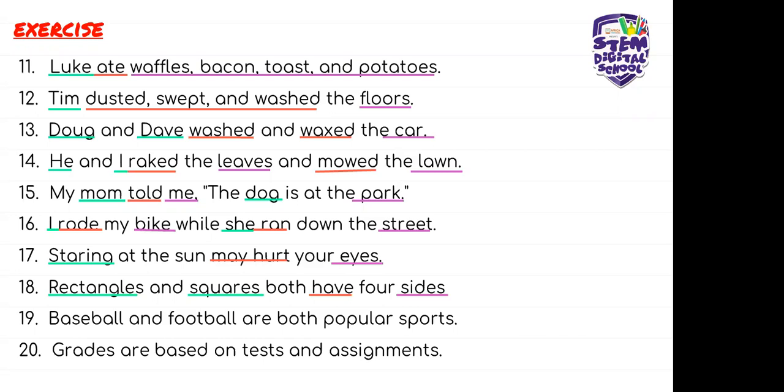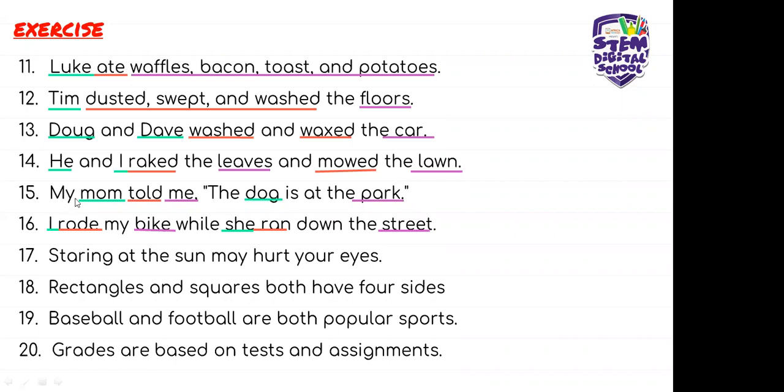Okay, so the last one. Okay, let's go back to number 16. Here is one someone asked me about regarding the two verbs in one sentence. Okay, I rode my bike. Bike is the object. While she is the subject. Ran is the verb. Down the street.